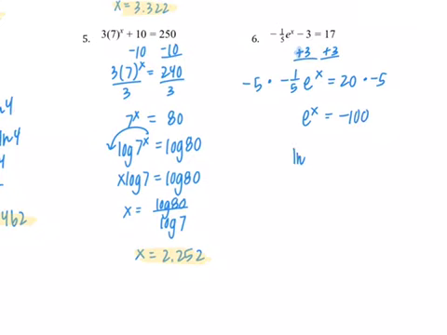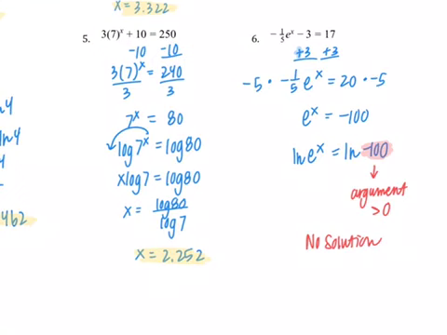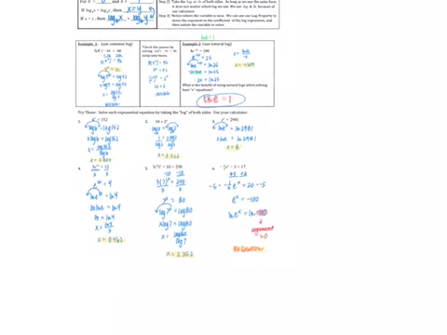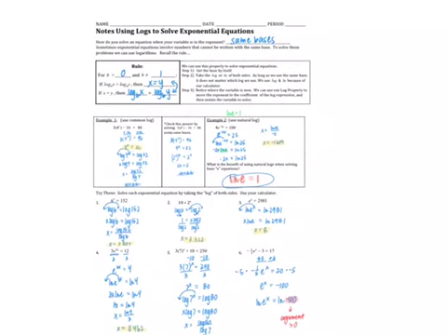And then I'm going to take the natural log of both sides, but there is an issue. Here's my issue. This right here is a negative argument. We cannot have a negative argument. The argument has to be greater than 0. Okay, that's not. So, this one is going to be no solution as our answer for that one. All right, so today we've gone through the steps to use logs to solve exponential equations.